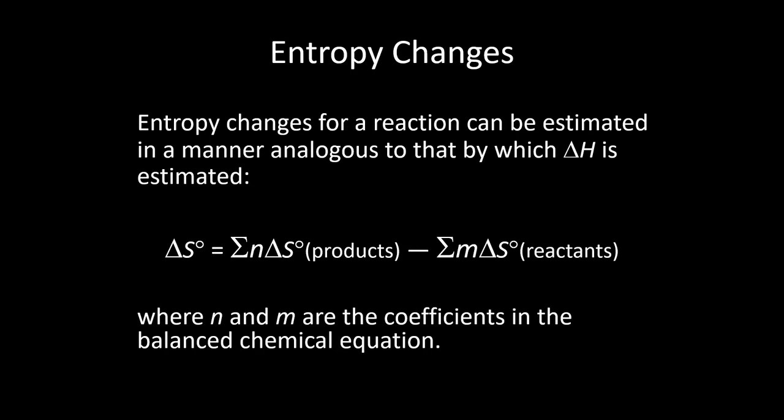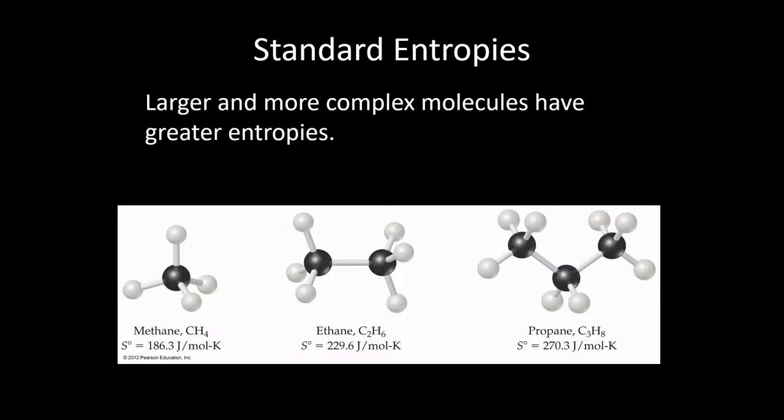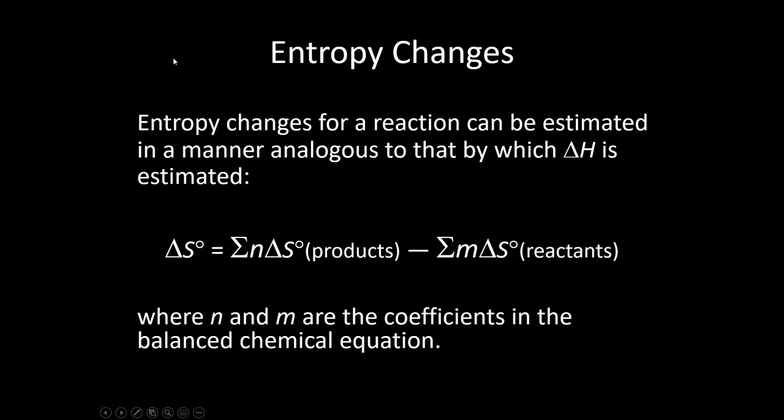So we're going to use the standard entropies that we talked about in the last video, and we're going to calculate the change in the entropy of a reaction using the exact same equation as before: the sum of the products times their coefficients minus the sum of the reactants times their coefficients. So products minus reactants. And again, we're doing this because entropy here is a state function. And so it's just where did you end up minus where did you start. That's all we care about.